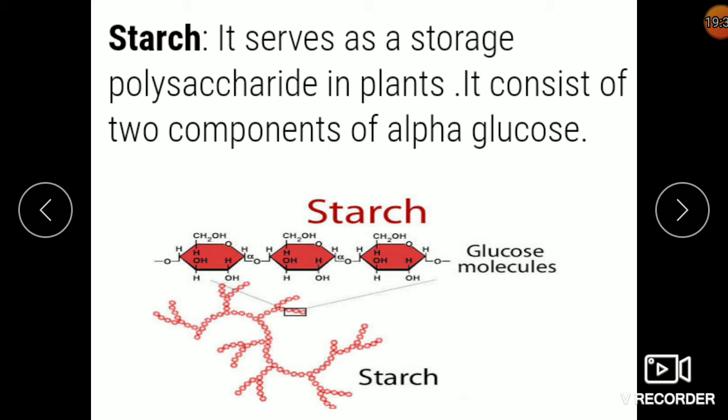In starch, what type of bond do you get? You get the glycosidic bond through which the glucose molecules are joined. So if a one mark question asks what type of bond you are getting in carbohydrate, your answer must be glycosidic bond. So this is your starch. Starch is a polymer of glucose molecules. And they said there are two components of starch. Now let's see what these two components are.